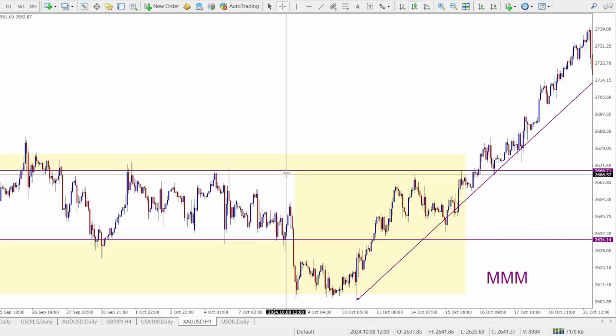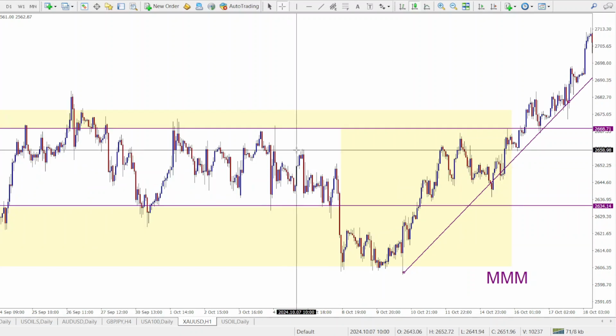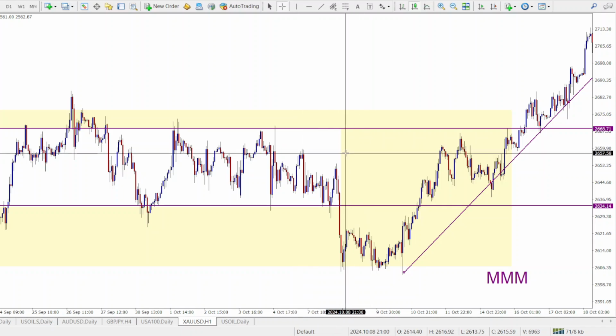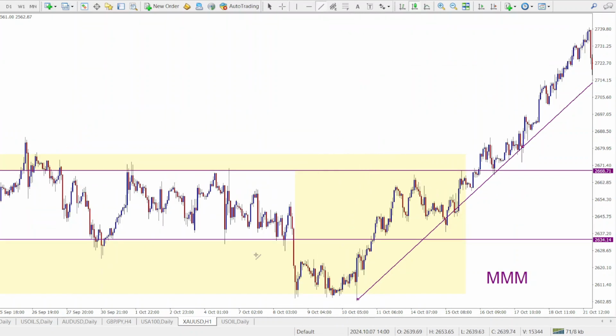Now, the next pattern to watch out for is a W pattern. A W pattern is often seen at the end of a downtrend. It signals accumulation and a potential move upward. And we can see that this happened here. We had the W pattern here.